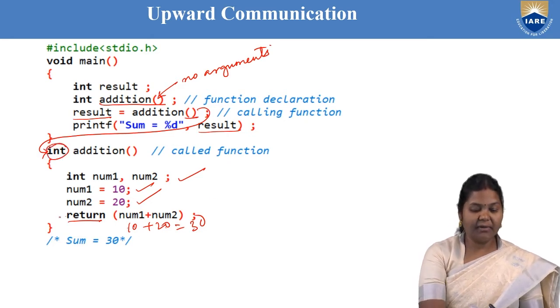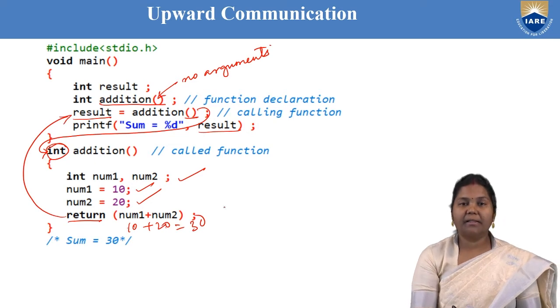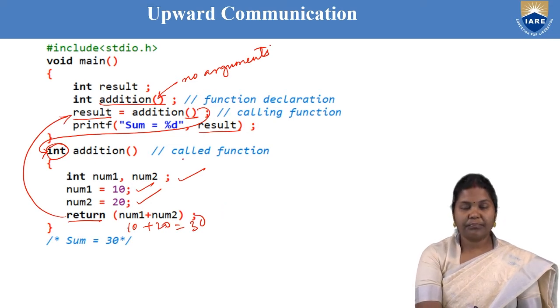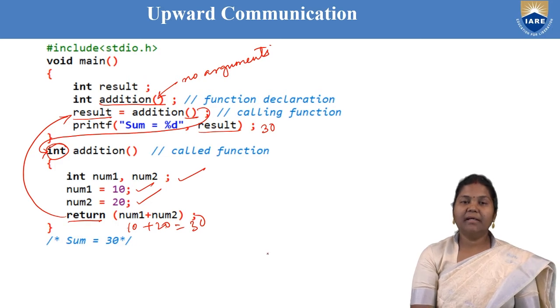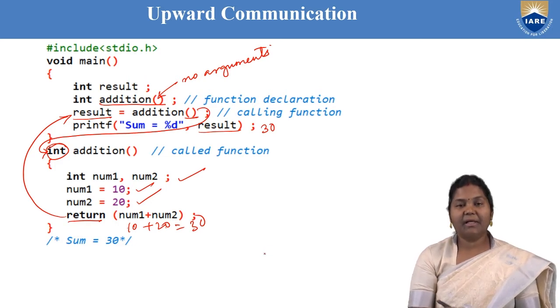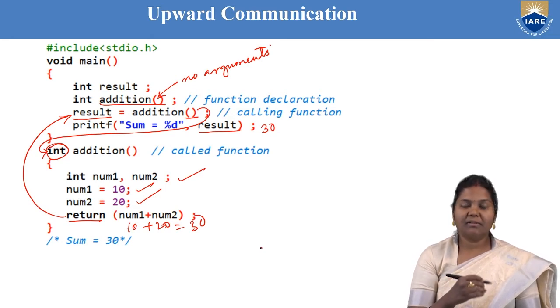So this 30 value has to be received by your calling function. So it is received by the variable result and then it is displayed. So it will display the result 30. So here it is called upward communication because the called function is returning value to the caller, but your calling function will not send any parameters to your called function. So it is just upward communication.